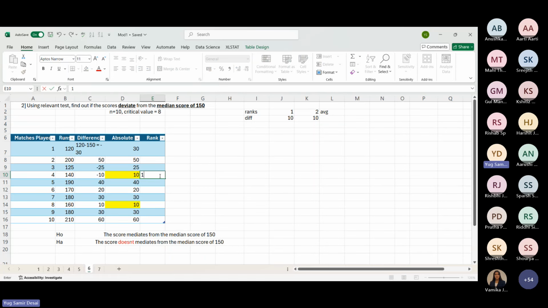For both the tens, we get the rank as 1.5. Now the ranks 1 and 2 stand exhausted. We can't use either of those again because whatever we have allocated as the rank is the average of both of those ranks. We have 20 next, which would take the rank as 3.